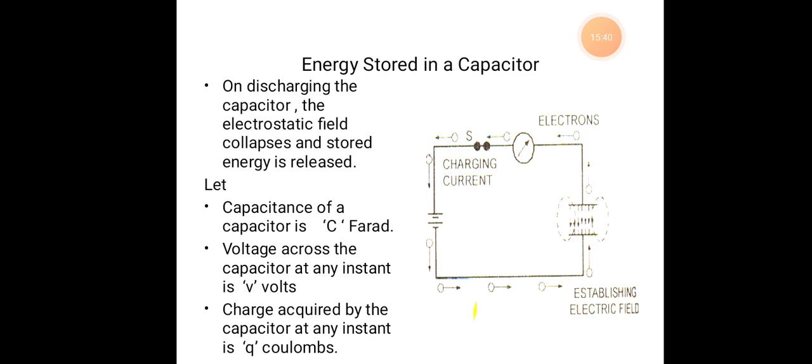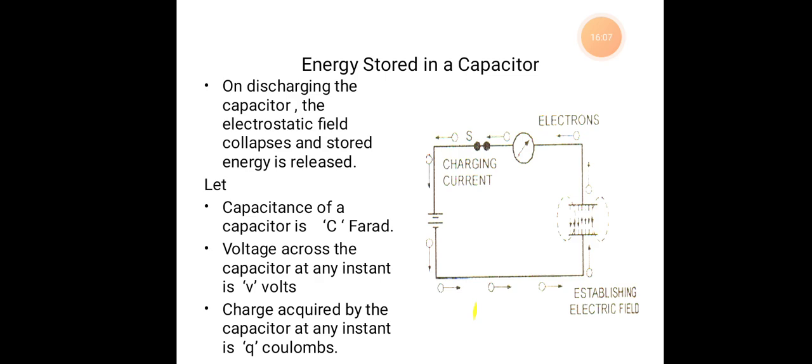In this circuit diagram, the capacitor has two plates. The two plates are connected across the potential difference, across the voltage. The potential difference is represented by the capital letter V. The unit of the potential difference is volts.